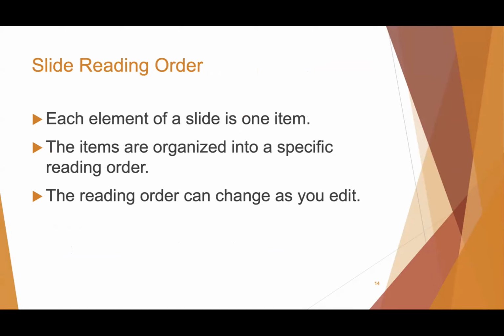Okay, so one of the big things that I've mentioned a little bit in this webinar and the last is the slide reading order. So when I say that, what I'm talking about is that each element on a slide is one item, and the items are organized into a specific reading order. And the reading order changes as you edit. So for example, the reading order of this slide would be the title, the text box, the page number, right? That's the correct reading order. This can get swapped around when you start editing your slides.